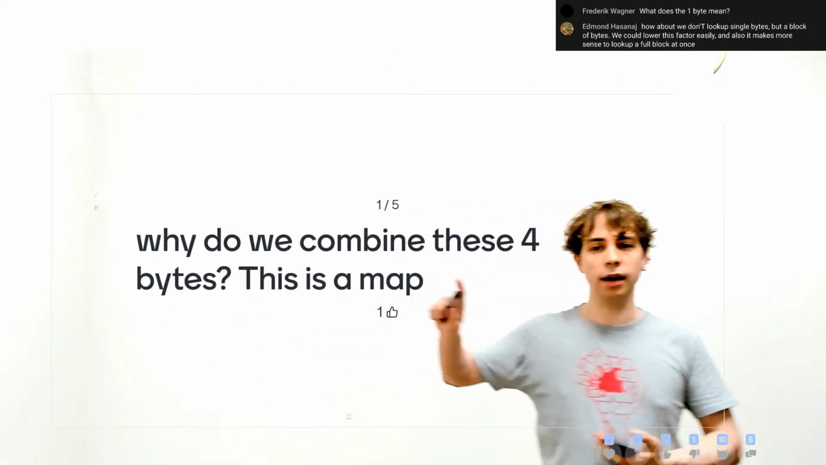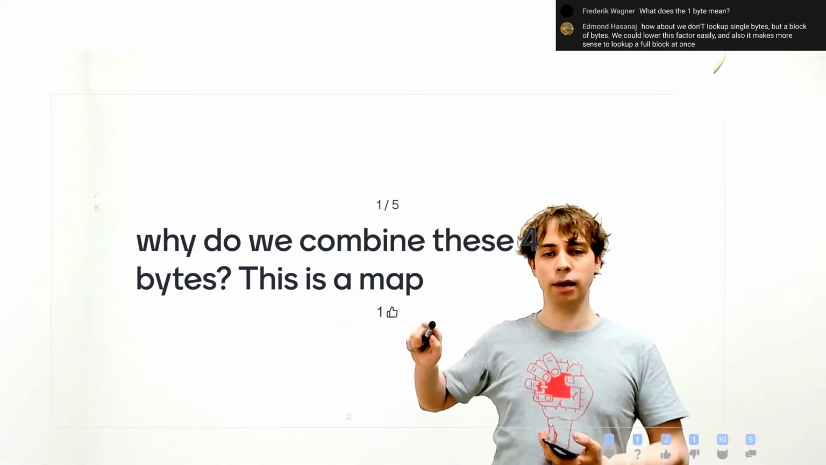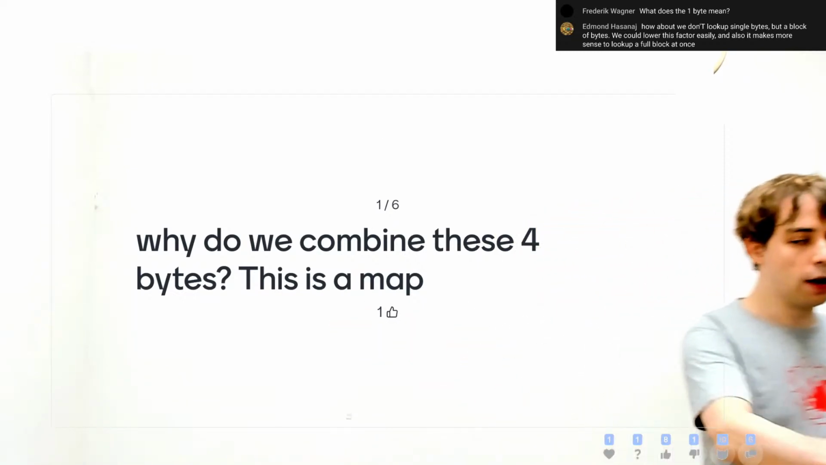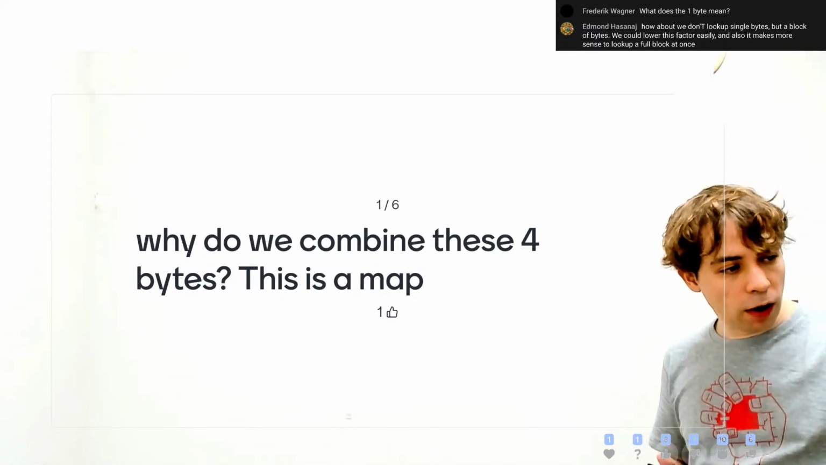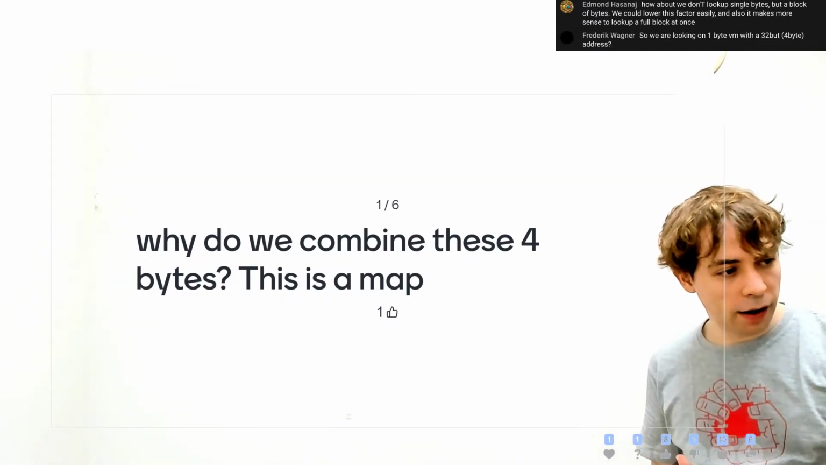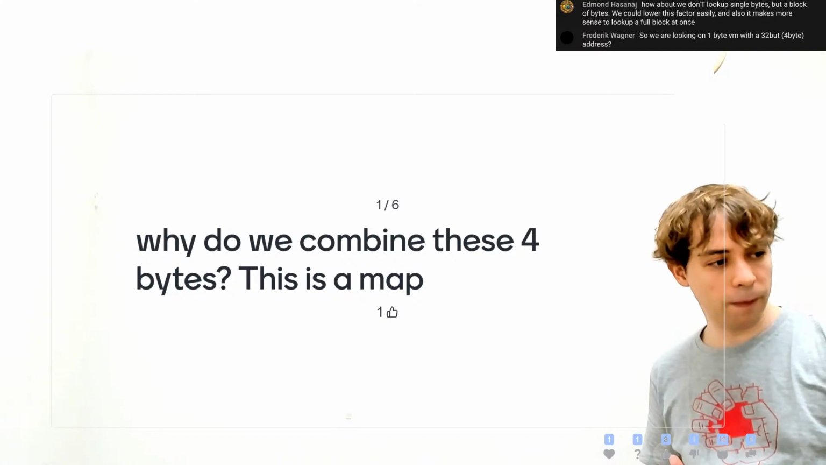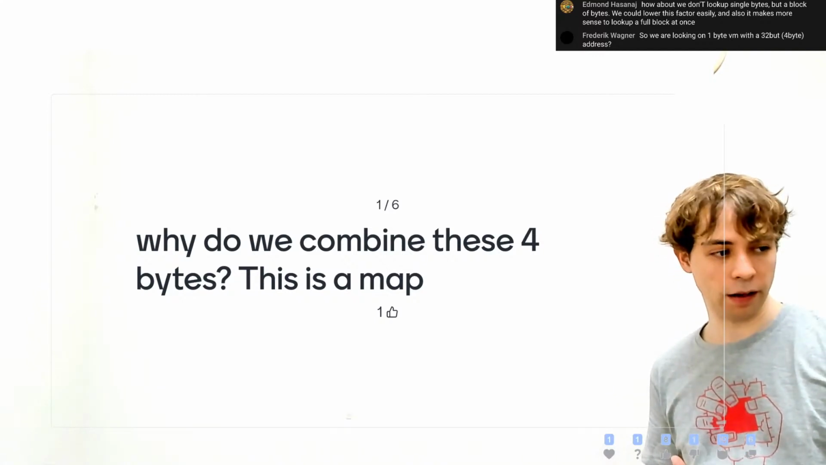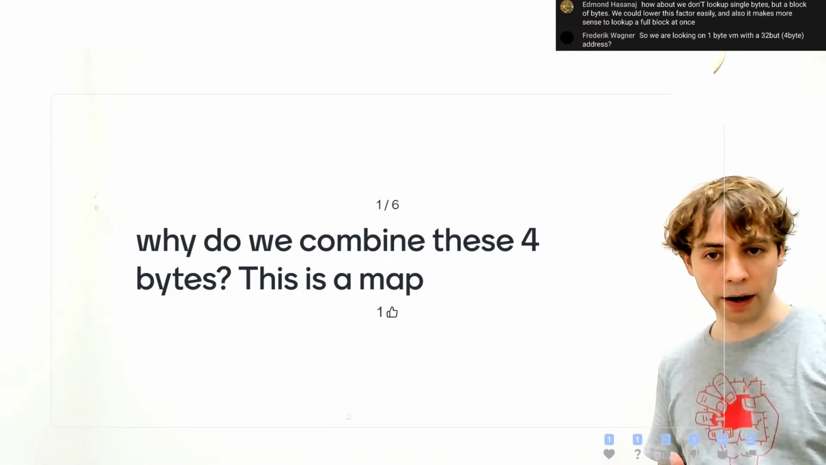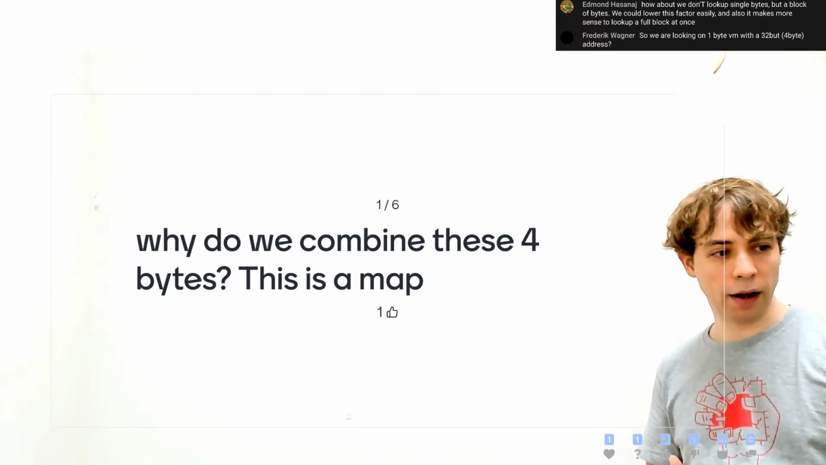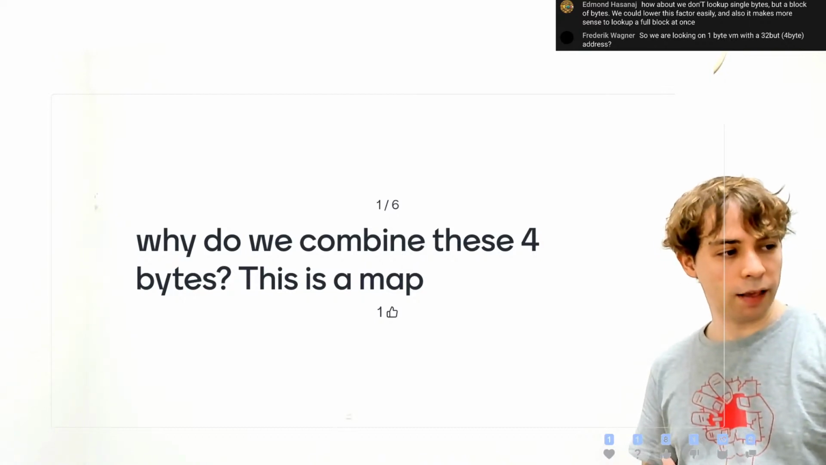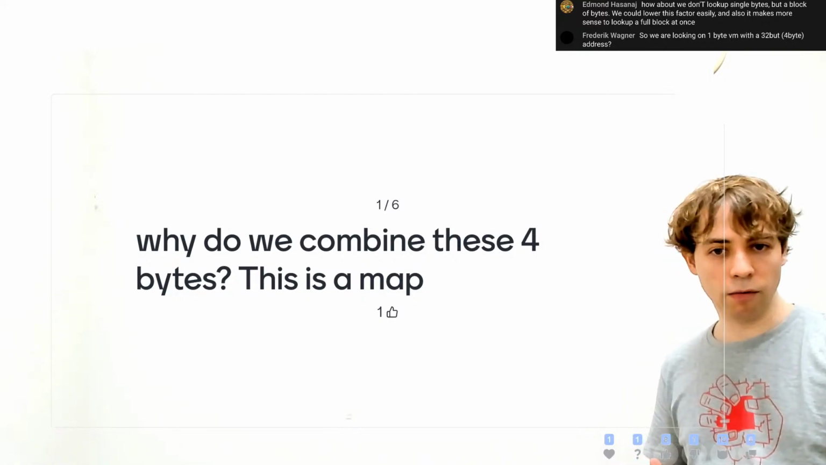Why do we combine these 4 bytes? This is a map. I don't know whether I get this question. If I want to have a map where I can look up with a pointer, the pointer has 4 bytes. I want to look up this pointer in this map, and I want to get a value out there that has 4 bytes. If I put in a value of 4 bytes and want to get out a value of 4 bytes, then I have to store tuples of 4 bytes and 4 bytes in the map. Otherwise, I don't find this 4 byte value.